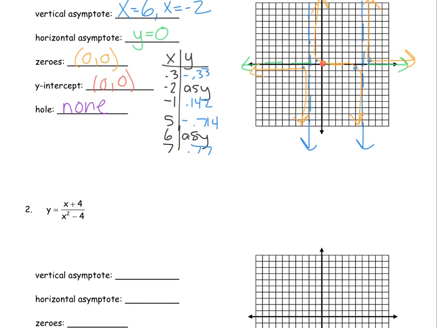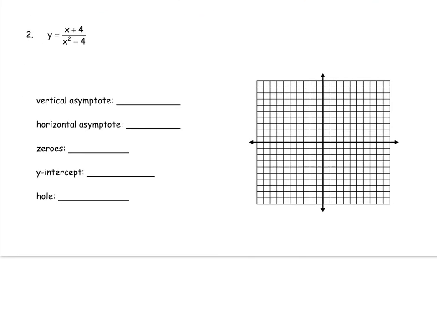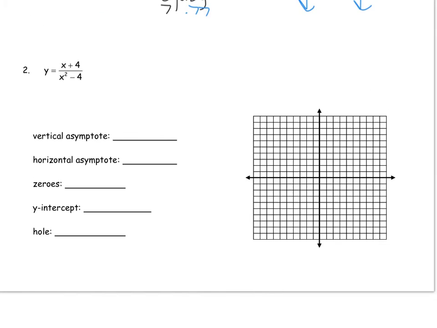Alright, let's try number 2. First thing again I'm going to do is factor. So this one, if I factor the denominator, I've got x plus 4 on top, x minus 2, and x plus 2 on the bottom. That means nothing's going to cancel out, so no holes. I have two vertical asymptotes, x equals 2 and x equals -2. I'll go ahead and put those on my graph.